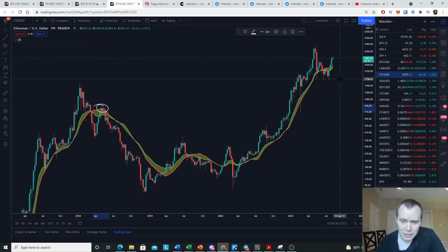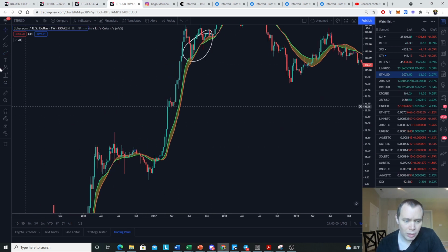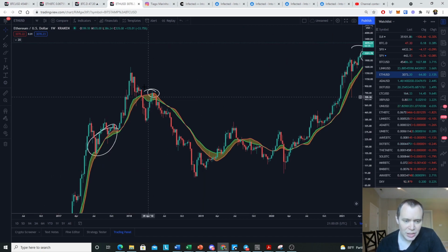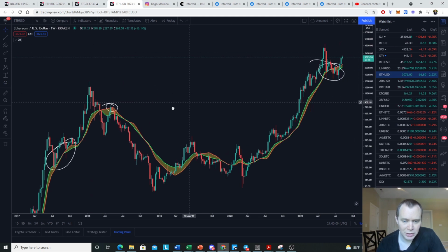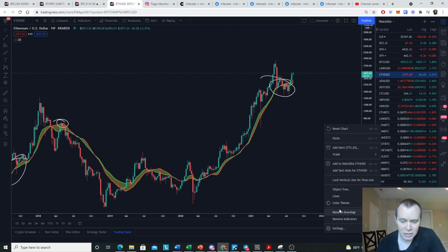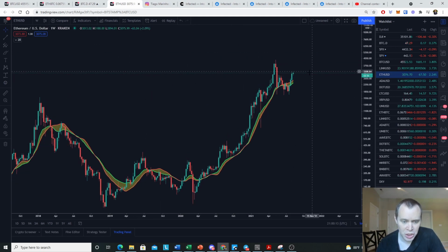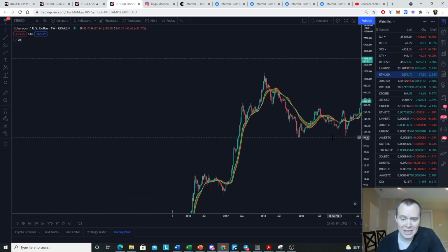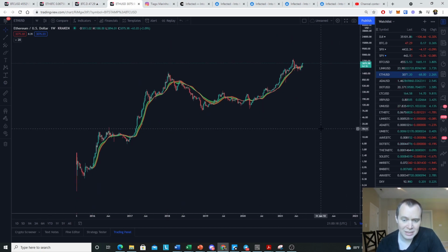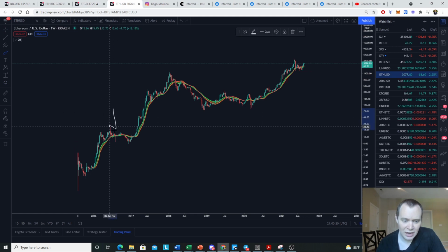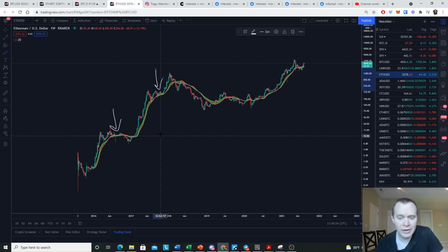This time, it looks more similar to what we're doing over here, right? Or what we did over here. It doesn't look nearly as similar to what happened here, where we dropped and then came back up and got rejected hard by the 20 week simple moving average. In fact, the counterpoint is that we're still strong, and my guess is we're at a similar spot in the market cycle, like this area and this area. That's my thinking on where Ethereum currently is.